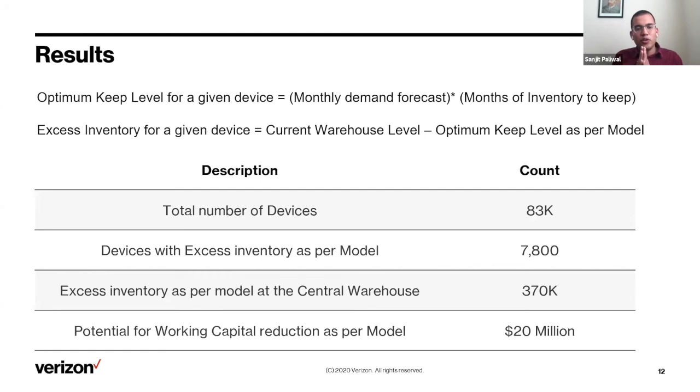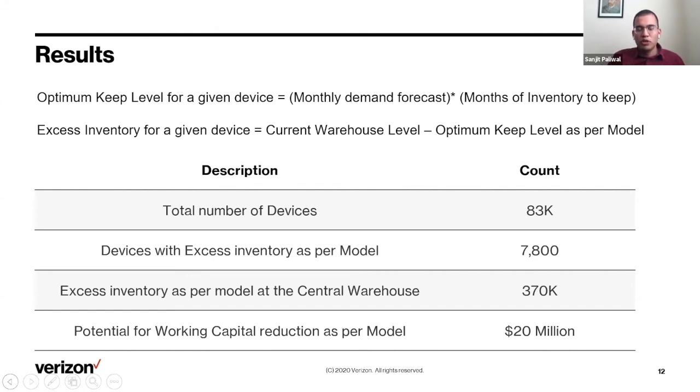What we have is that the optimum keep level for a given device is equal to the monthly demand forecast, so how much monthly demand we have for a given device, multiplied by the months of inventory to keep. And then we have the other metric called the excess inventory for a given device. What we do is subtract the optimum keep level from the current warehouse level, and that gives us the excess inventory. Based on those two metrics, we have the results in the table.